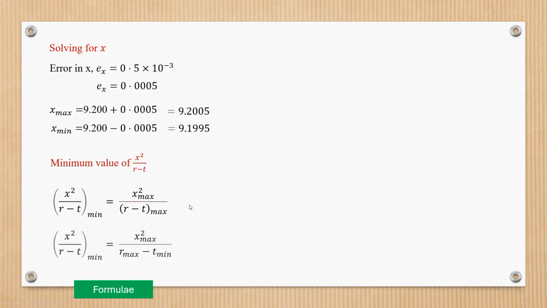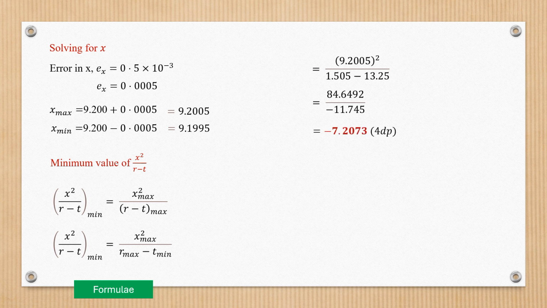So in this case we'll have x squared max over r max minus t min, of which remember that x max times x max is just the same as squaring the maximum. So now we just have 9.2005 squared over 1.505 minus 13.25. So I'll have negative 7.207 to 4 decimal places. The question only asked me to find the minimum value of x squared over r minus t, so this is our final answer.